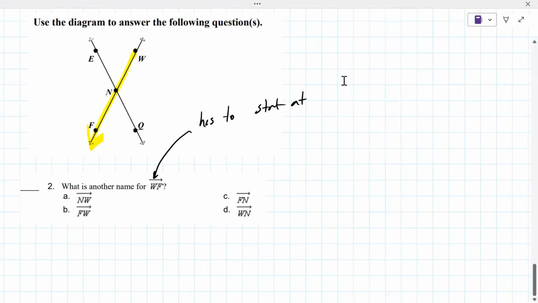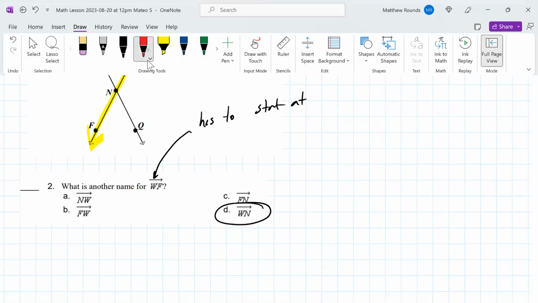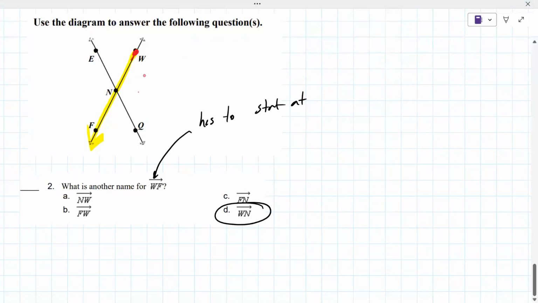Okay. So then WN, or is that on the line? You can do that. Because it starts at W and goes through N, but it keeps going forever. Are those the same? Yeah, absolutely, if it keeps on going forever. Perfect.